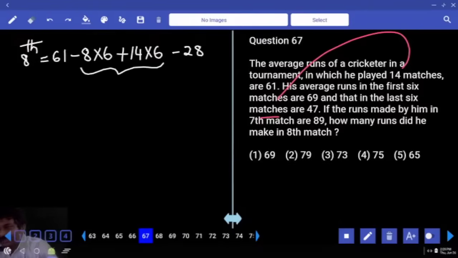Both of these numbers are multiples of 6. Take 6 common. 14 minus 8 is 6. 6 into 6, positive or negative? Positive, 36 minus 28 is 8. 8 added to 61 gives 69.